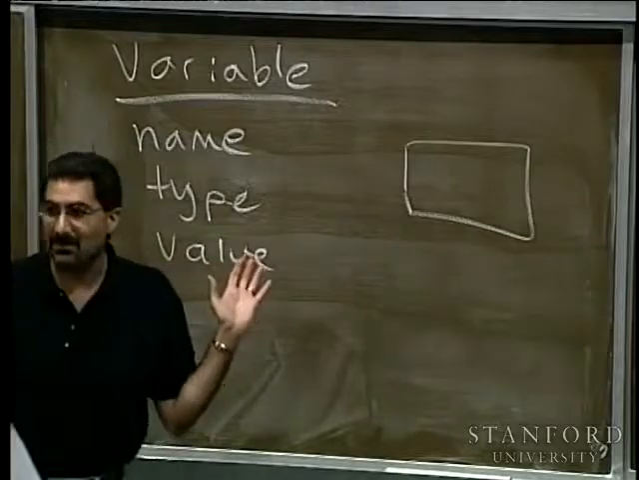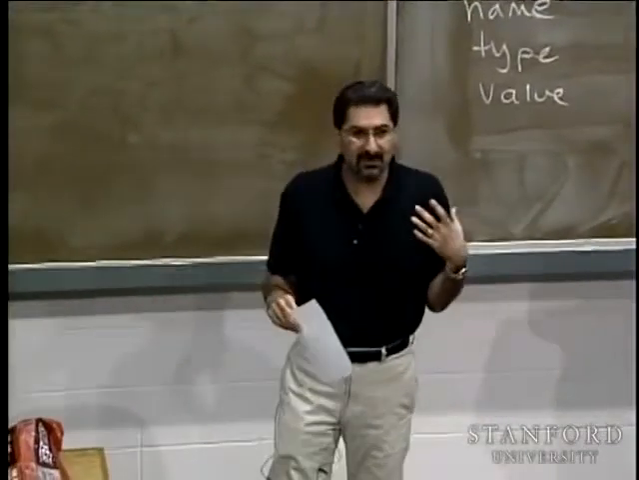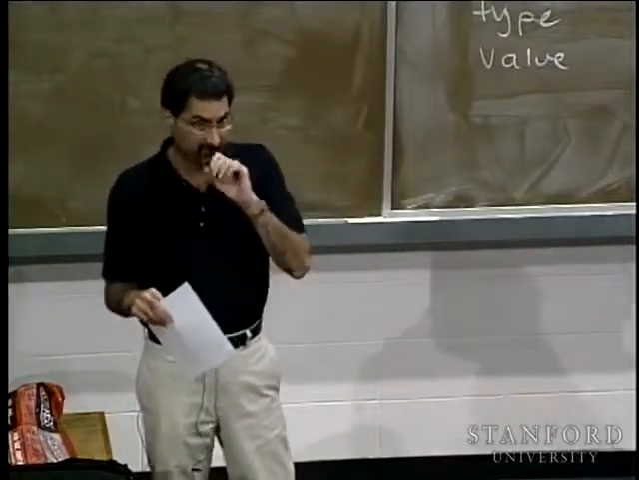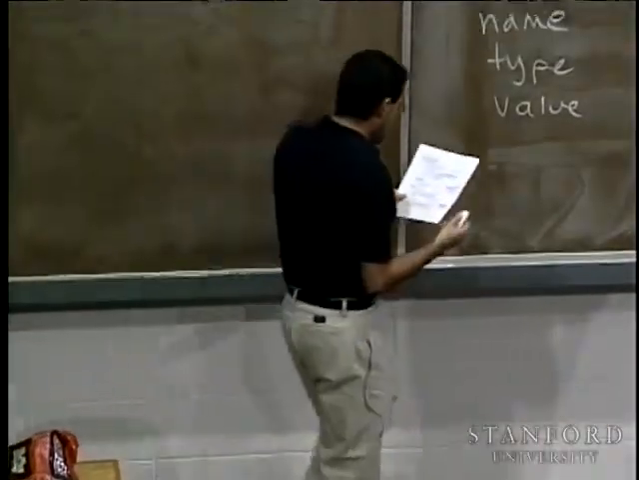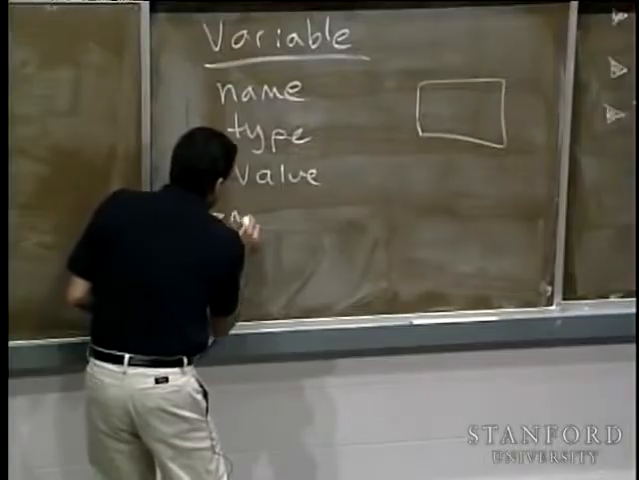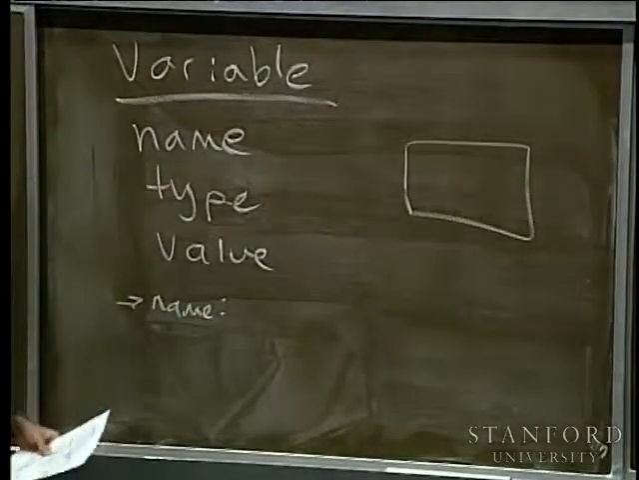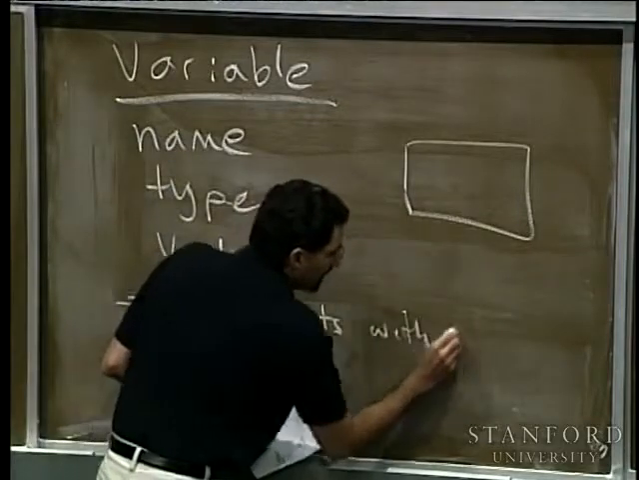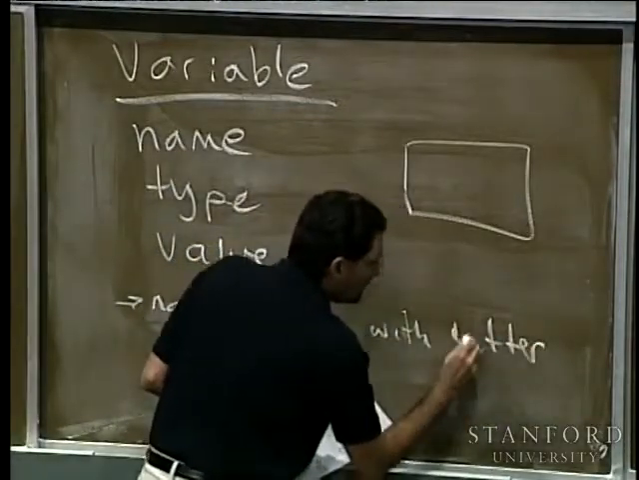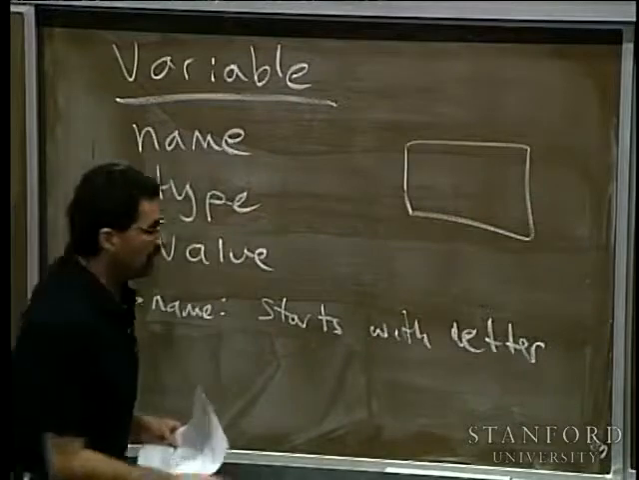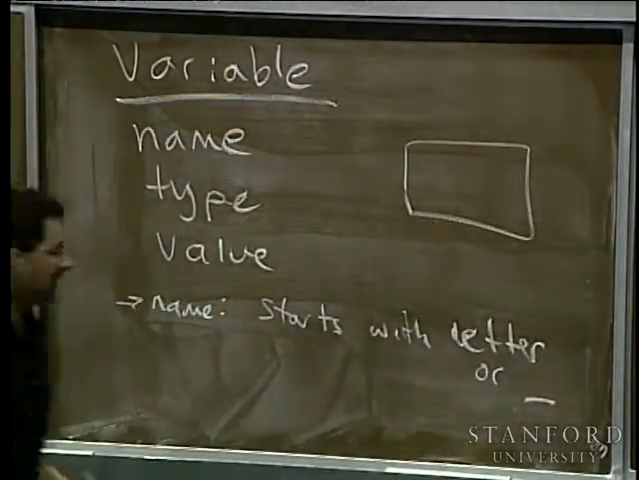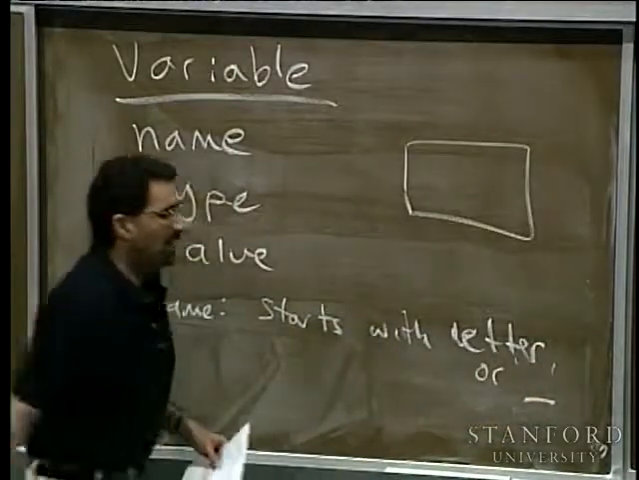And how do we actually name these? There's a very simple rule you need to remember for what are valid names for variables in Java. A valid name has to start with a letter or an underscore. So it starts with one of the alphabetic letters, upper or lowercase, or the underscore character. Underscore is down at the bottom of the line.